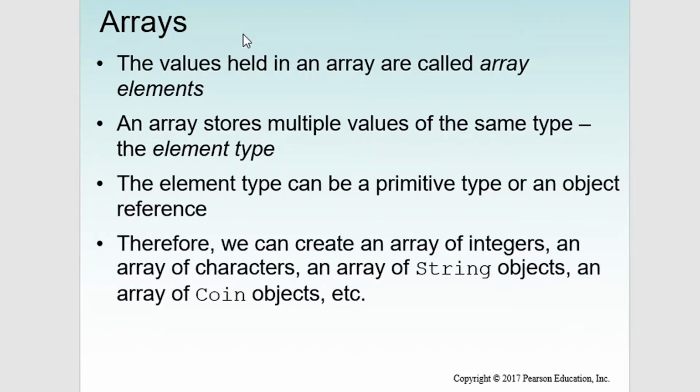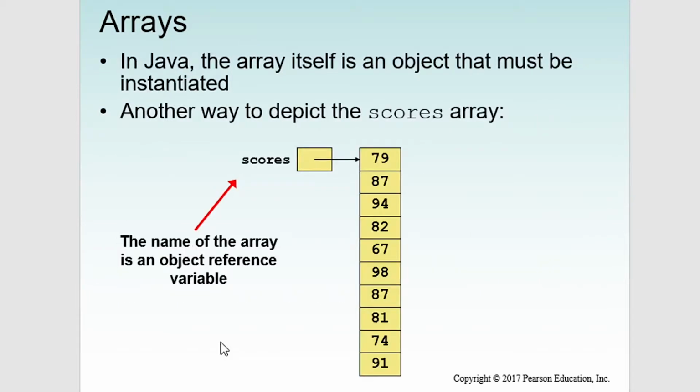The values held in an array are called array elements. An array stores multiple values of the same type, the element type. The element type can be a primitive data type or an object reference. Therefore, we can create an array of integers, an array of characters, an array of string objects, an array of coin objects, etc. In Java, the array itself is an object that must be instantiated.